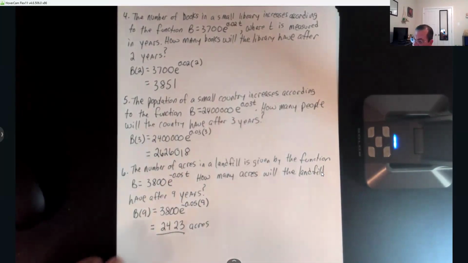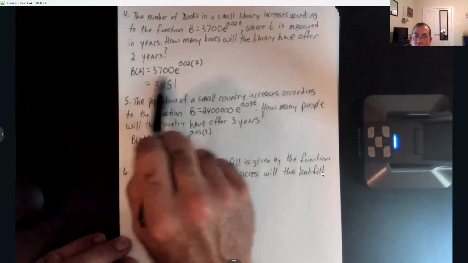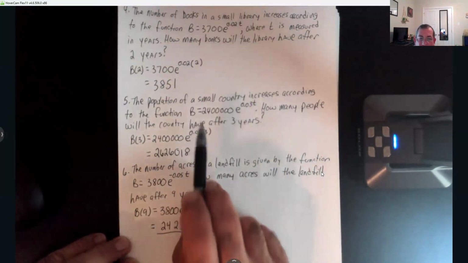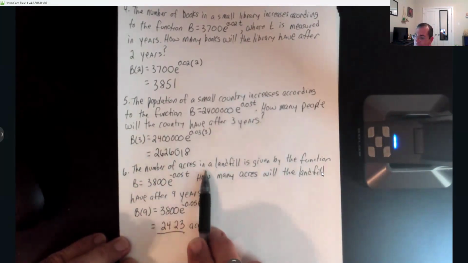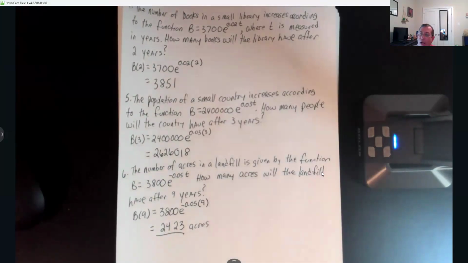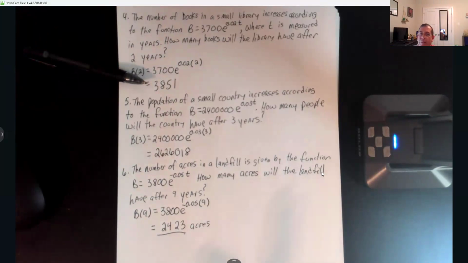All righty, y'all. So these 3 problems are just examples using that formula to find different things. How many books are in the library? Population of a small country. Acres in a landfill. The other examples we did, what was that? That was population and investments. So a lot of uses with this formula depending on your situation, and as long as it is continuous compounding, okay?